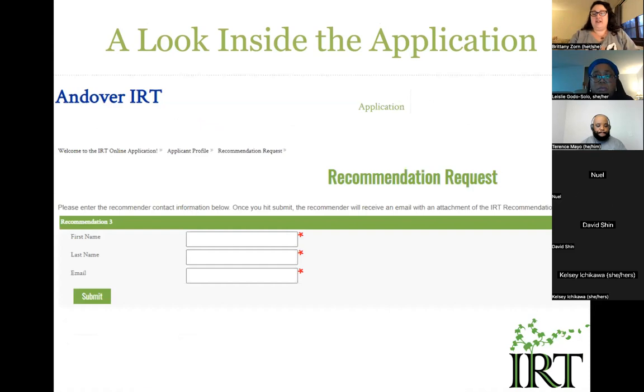So I could put in Brittany Zorn. Okay, Leislie's too busy. She's doing too many things. She's changing the world. Let me put in a new recommender. And so this is what that looks like. So just so that you can see both pages and have that recognition within the application, what am I looking for? Where do I put in the information?